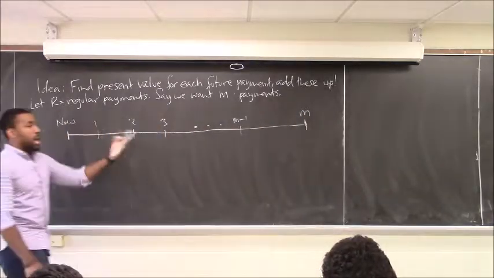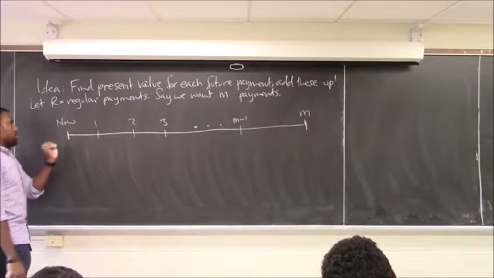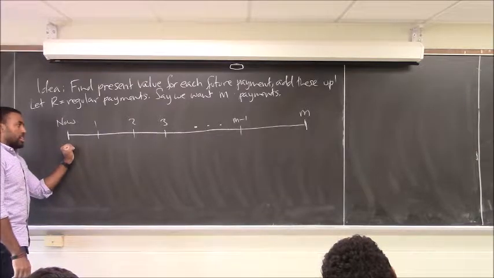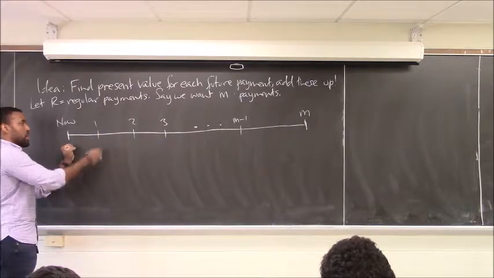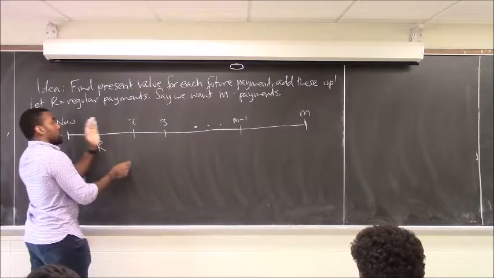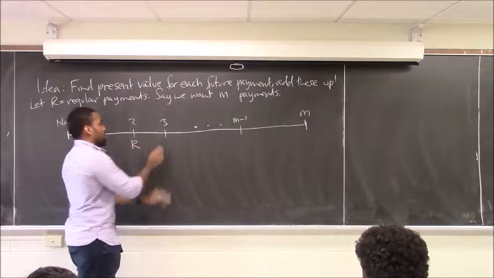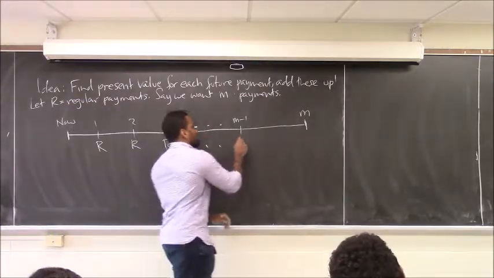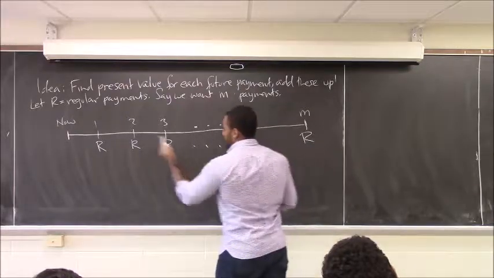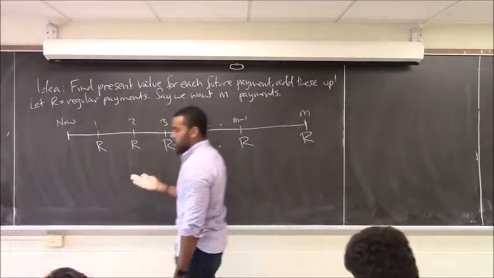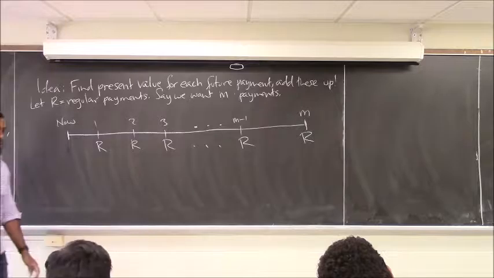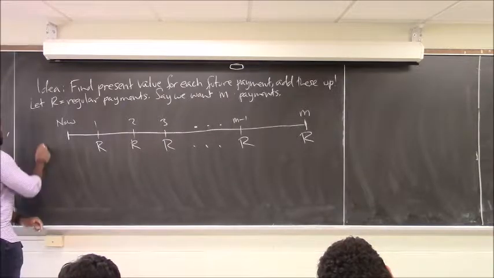So I want to have M payouts. I'm going to invest some money now, and then at a certain point in the future, I'm going to take a payment, R. I'm going to take another payment, R. I'm going to take another payment, R. I want to have M payouts of value R over some time period. Okay? So these are the payouts.